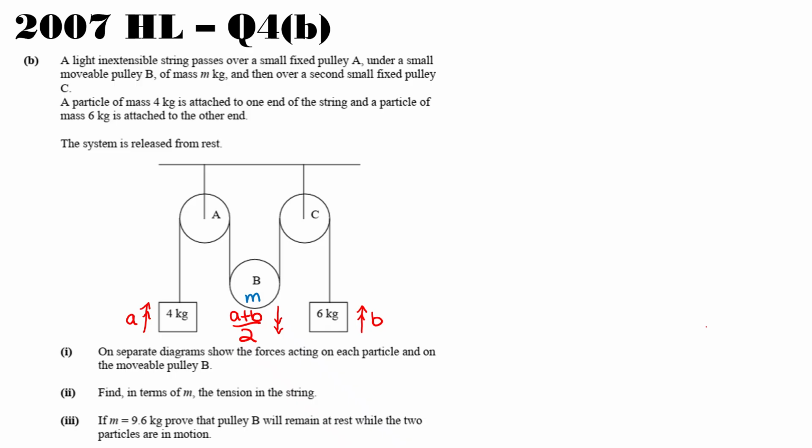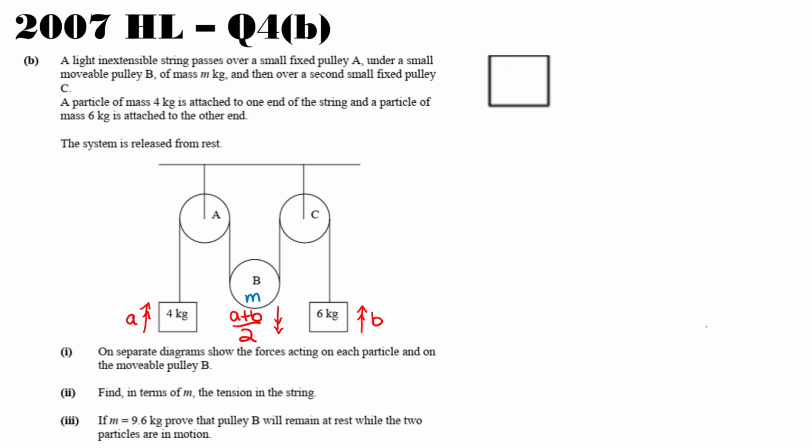Like I said, there's no rhyme or reason here for that direction. We don't really know what M is, so we can't really make a decision, but there's no friction or anything involved, so it doesn't actually matter. Once we are going in a direction that makes sense for the movement, we'll be fine. If we get this wrong, remember our acceleration simply comes out as negative. So on separate diagrams, show the forces acting on each particle and on the movable pulley B.